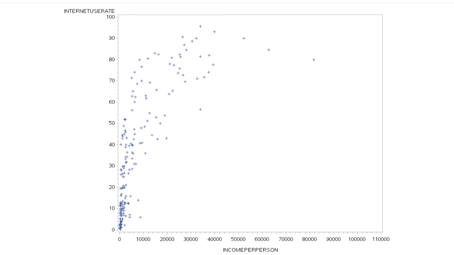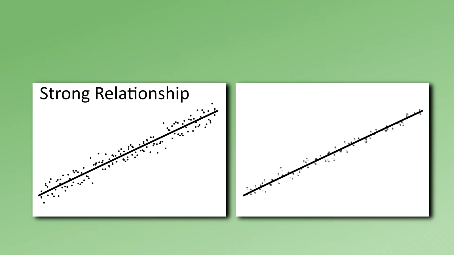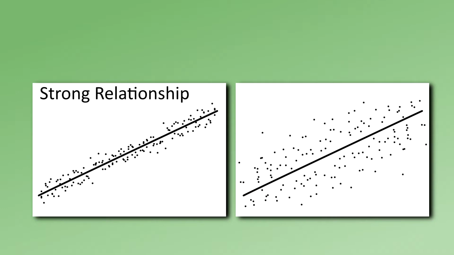The strength of the relationship in a scatterplot is determined by how closely the data points follow the form. In this scatterplot, the data points follow the linear pattern quite closely. This is an example of a very strong relationship. In this other scatterplot, the points also follow the linear pattern, but much less closely. Therefore, we can say that this is a weaker relationship.